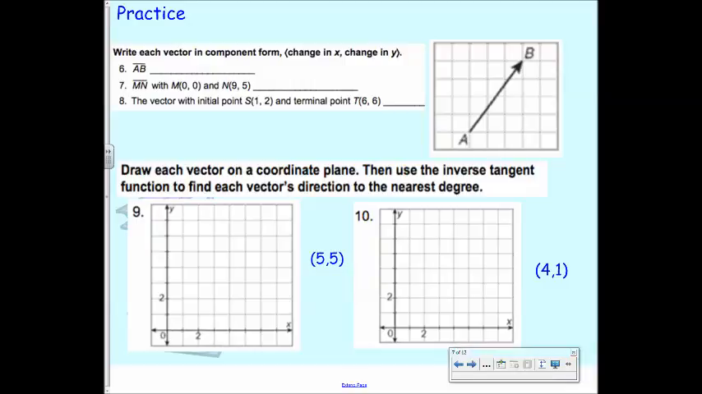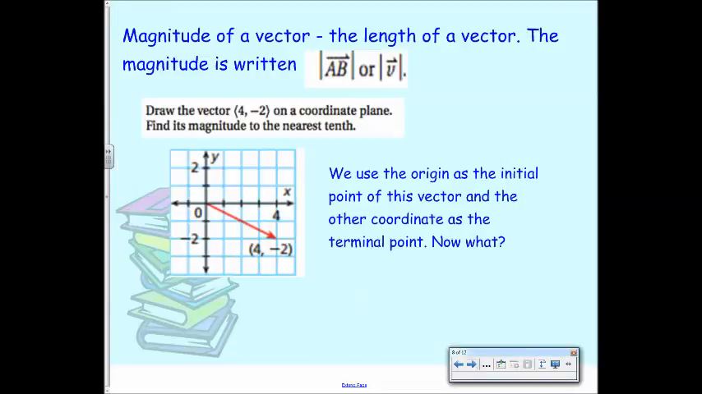Okay, so the magnitude of a vector, so the direction is the angle measure. The magnitude of a vector is how long it is. So essentially how long it is from the initial point to the terminal point. So if you're drawing this vector 4, -2 on a coordinate plane, to find its magnitude to the nearest tenth, you're looking for how long it is from here to here.